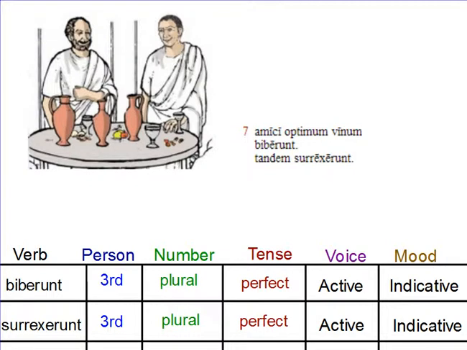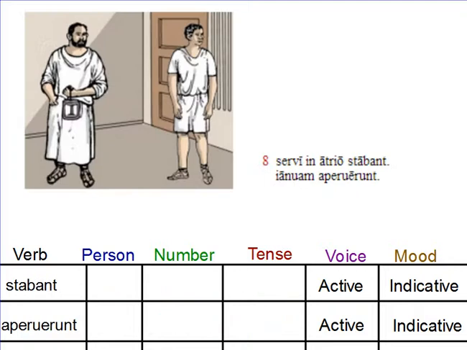Servi in atrio stabant, ianuam aperuerant. Our two verbs in these sentences, stabant and aperuerant. The slaves were standing in the atrium. They opened the door. Let's look at stabant first. I see that nt ending, which tells me it's they, the slaves, were standing, so I know it's third person and plural. When I look for the tense, I see the ba, which indicates to me right away it is imperfect. Third person plural imperfect.